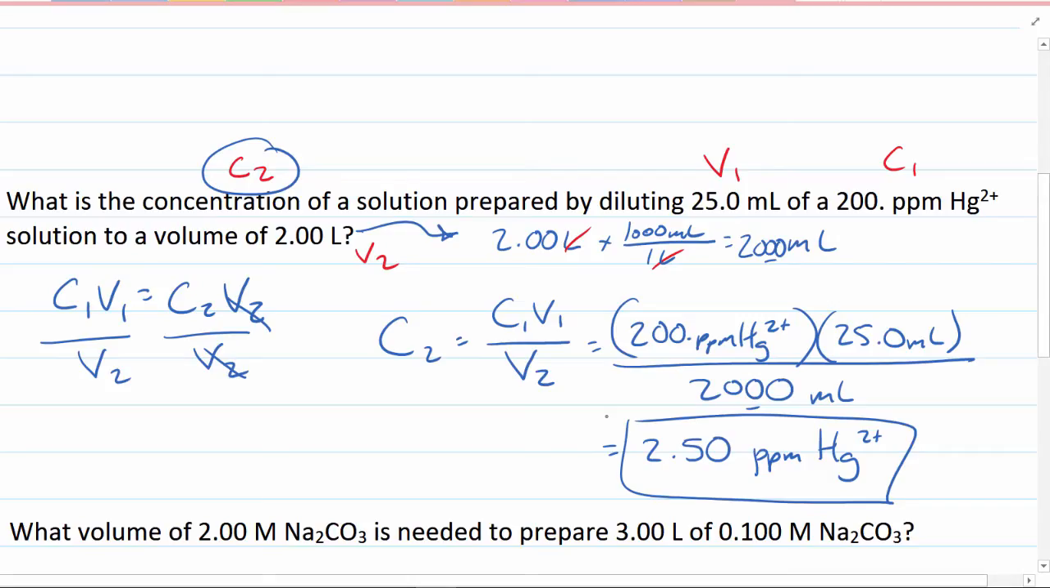So once you get it, we should then ask ourselves if it makes sense. Remember, when we dilute something, what happens to the concentration? It should go down. And did the concentration go down? It did. We're good.